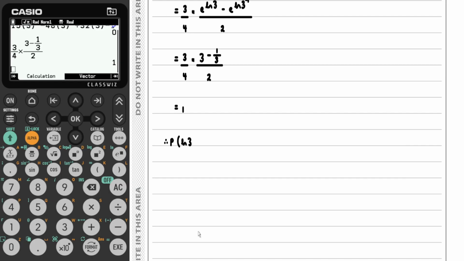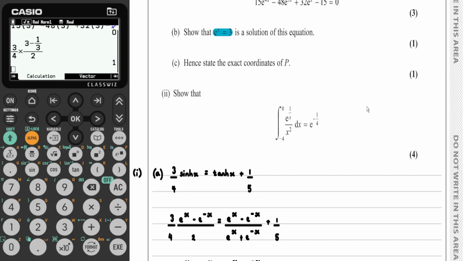Meaning P would have coordinates natural log 3, 1. For the second part, we have to show that the integral of e to the 1 over x squared with respect to x between negative 4 and 0 is equal to e to the negative 1/4.